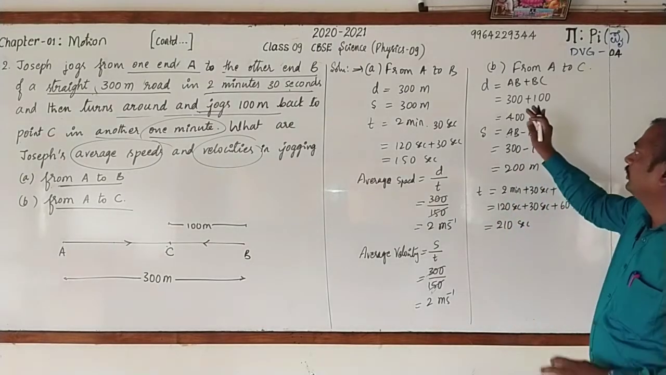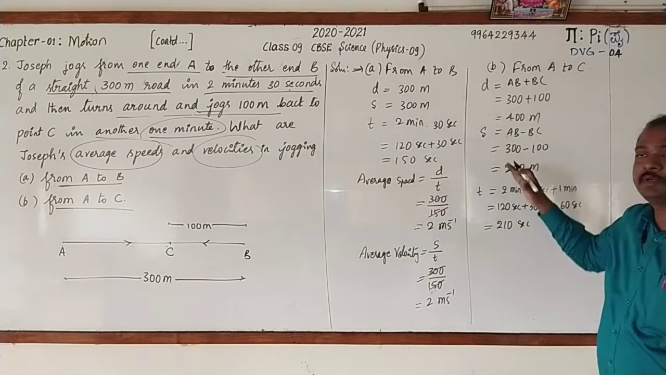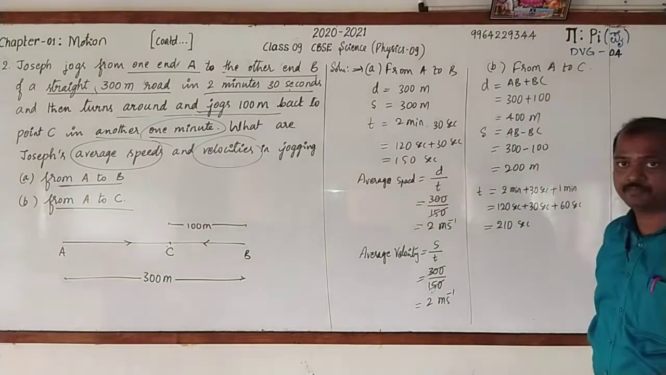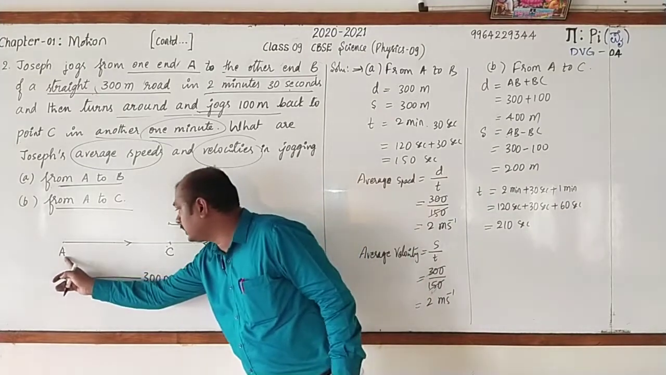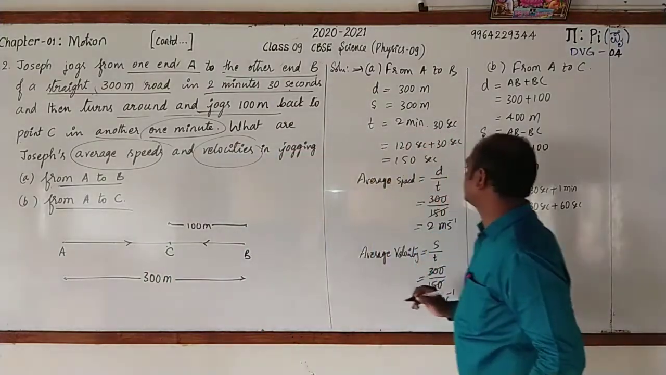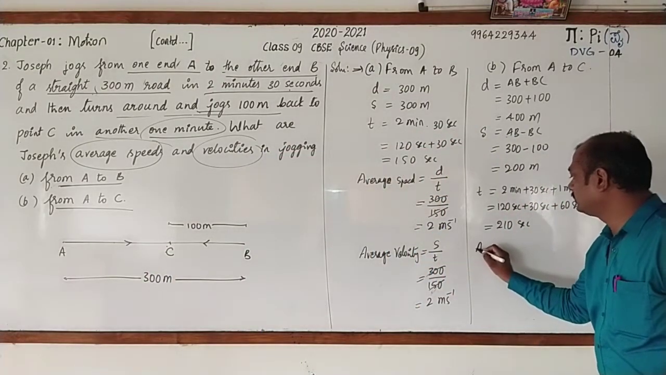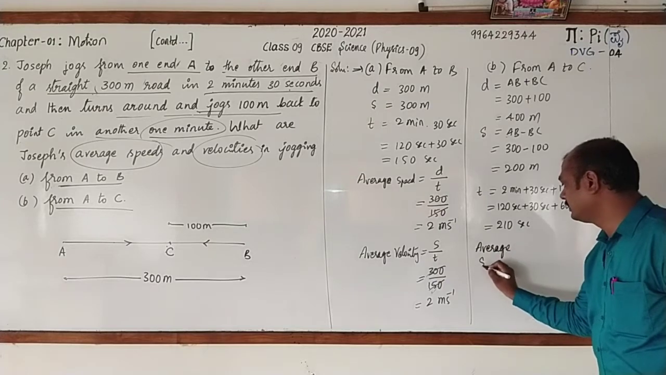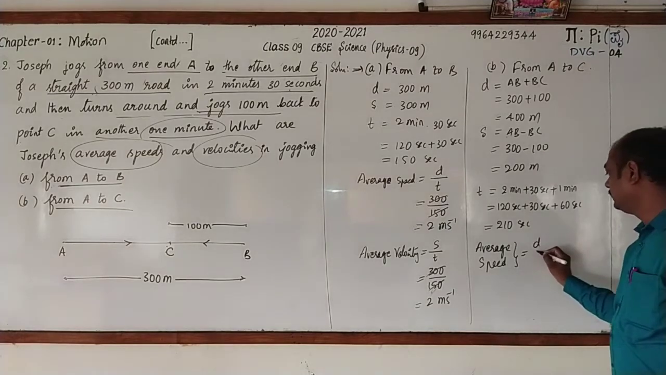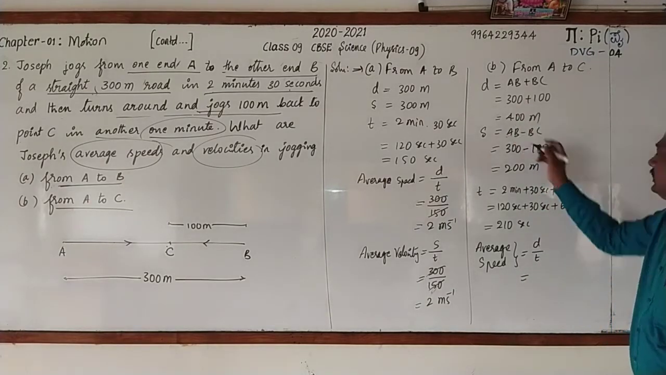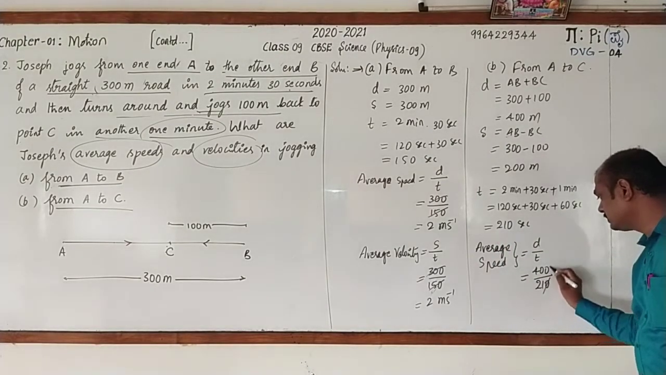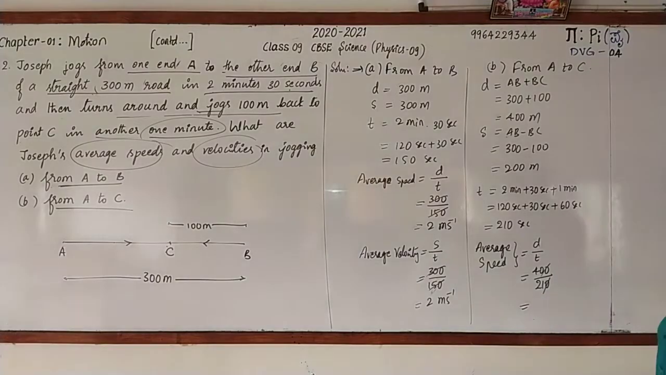Got it? We have come to know the total distance, total displacement, as well as the total time taken by Joseph from A to C. A to C means don't consider directly from here to here. See, he has moved from A to B, then he has come back to C. Next, I'll find out first the average speed. Average speed is total distance by total time taken, D by T. What is the D in this case? It is 400. What about the time taken? It is 210. The zeros get cancelled. 40 by 21.